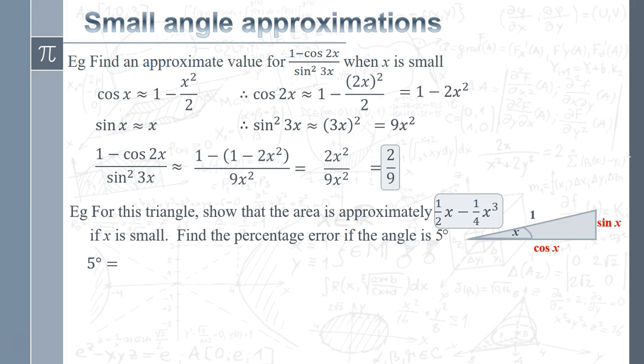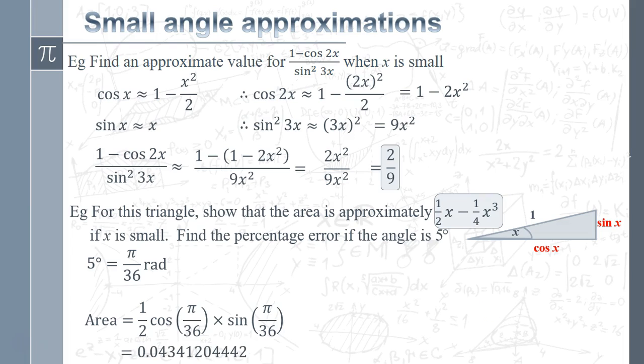Okay, find the percentage error if the angle is 5 degrees. I suspect if this came up in the exam, the majority of mistakes would be because students would still think about working in degrees, thinking, well, 5 degrees is not particularly big, but remember I said earlier, this is only applicable if we are working in radians. So we've got to turn it to radians, so 5 degrees is pi over 36 radians. And so now what one can do is take that pi over 36 and plug it into our formula. So this is finding the actual value, our half base times height, and we end up with that value there.